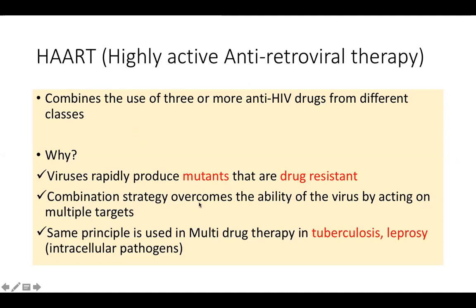So the combination strategy overcomes the mutating ability of the virus by acting on multiple targets at the same time. The same principle is used in multi-drug therapies in tuberculosis and leprosy. Basically, these are all intracellular pathogens, so probably to kill them, we have to focus on multiple targets simultaneously. I told you tuberculosis stays inside the macrophage, forms those cigar bundles and all.